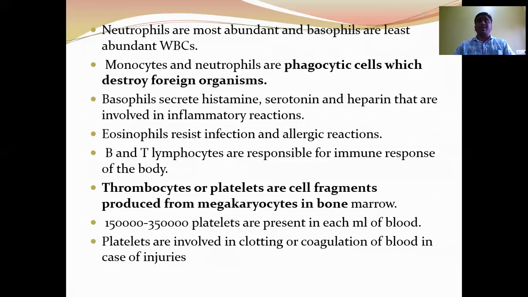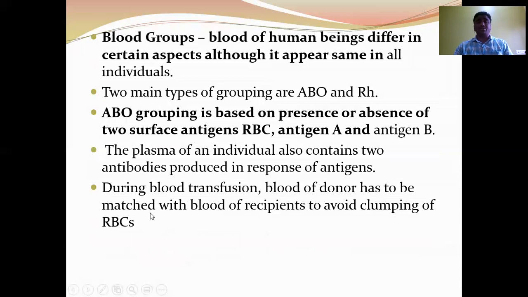There are around 1,50,000 to 3,50,000 platelets present in a cubic millimeter of blood. Next, platelets are involved in the clotting or coagulation of blood in case of injuries.